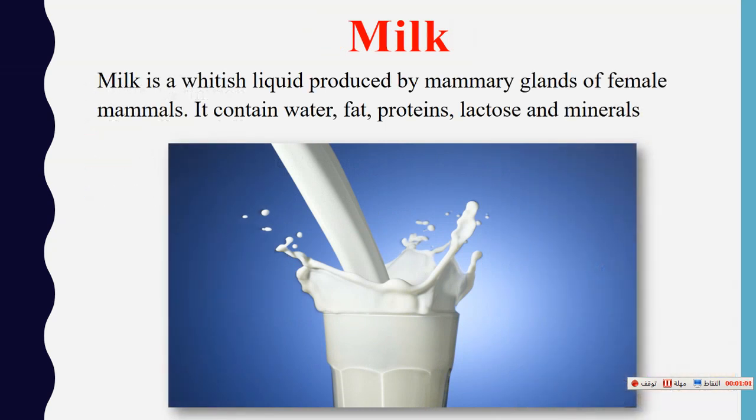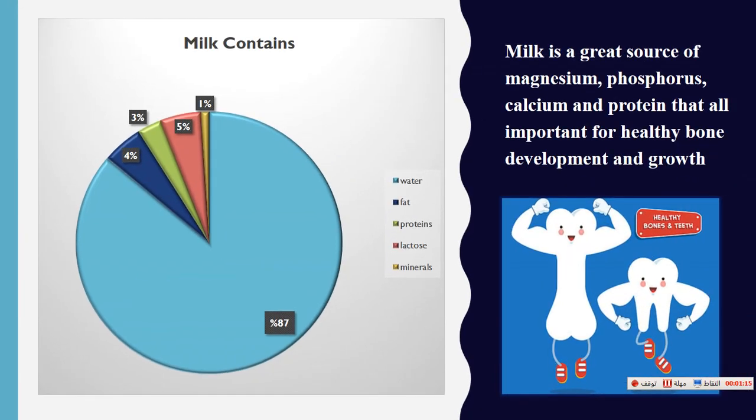First of all, I will define milk. Milk is a whitish liquid produced by the mammary gland of female mammals. It contains water, fat, protein, lactose, and minerals. So milk is a great source of magnesium, phosphorus, calcium, and protein, all important for healthy bone development and growth, and also for healthy teeth development and growth.